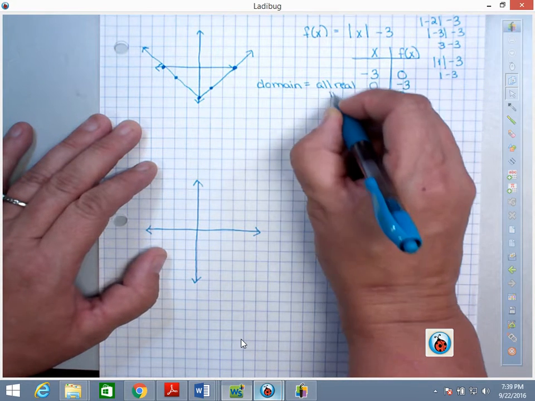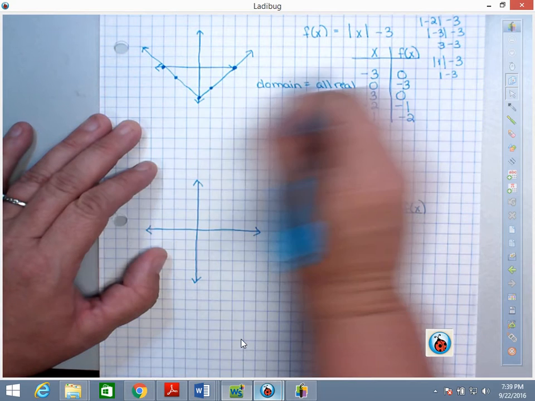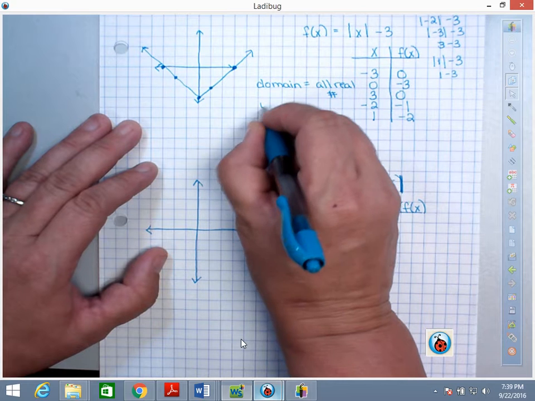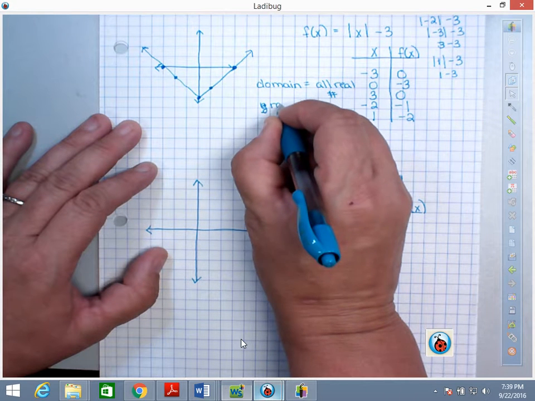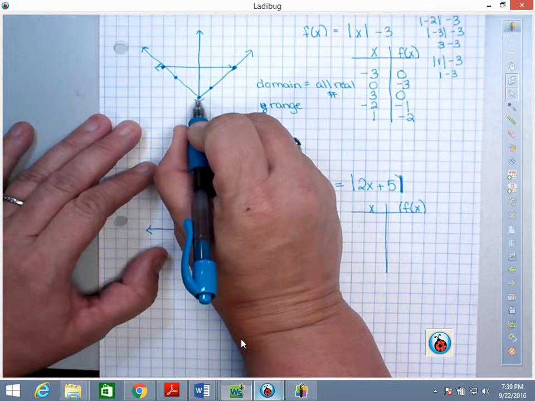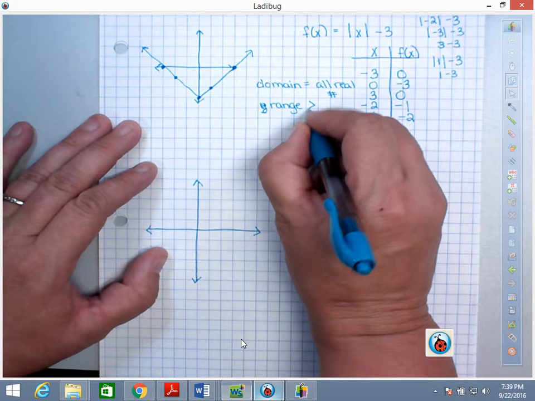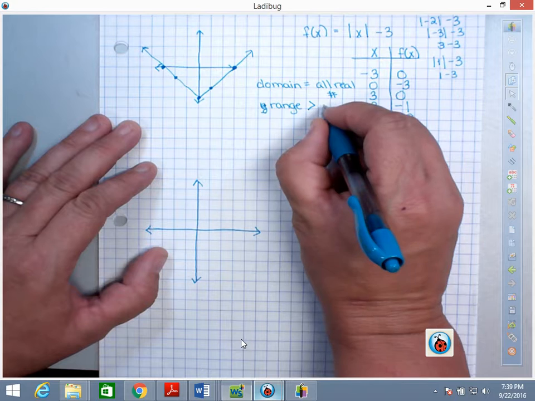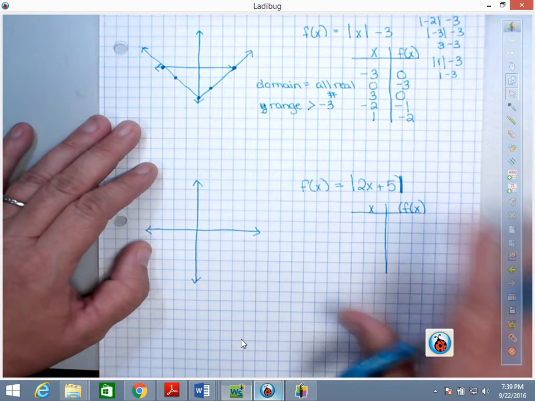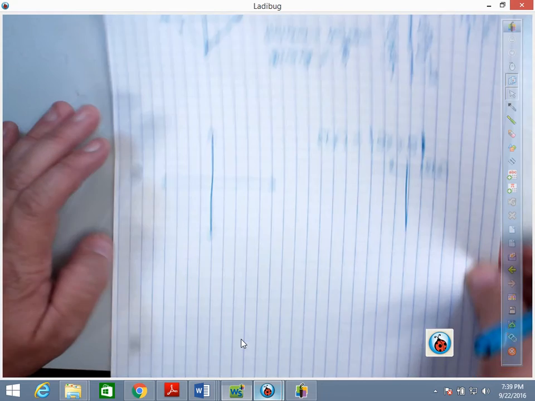That's our x values. The x's are going to go on and on forever and ever, both directions. But it looks like our y values, or our range, is going to be a little bit different. It looks like this is going to be our lowest range. So it looks like our range is going to be anything greater than negative 3. And that's all you have to do for those. So let's try a second one.